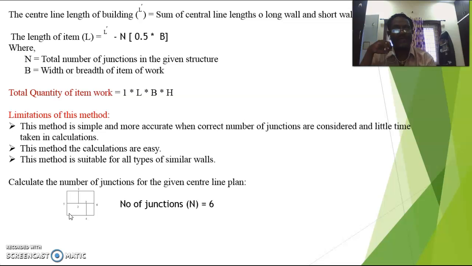Whenever you prepare the total center line of the building plan, automatically you can calculate the number of junctions very easily. So before going into this problem, first you have to prepare the center line of the building. Then you have to calculate the number of junctions or corners. In this way, you calculate the total number of junctions or corners and the total center line length of the building. Once you know this, you can go for any problem very easily.